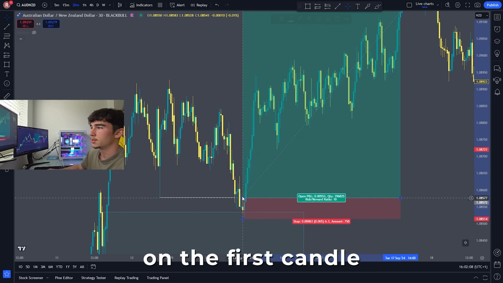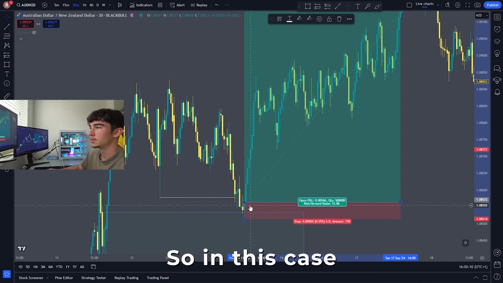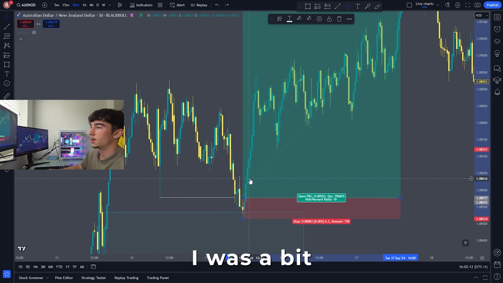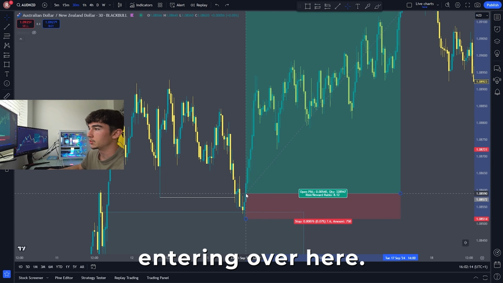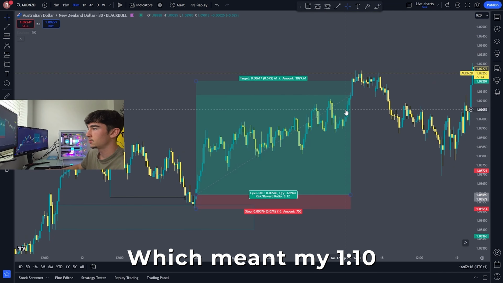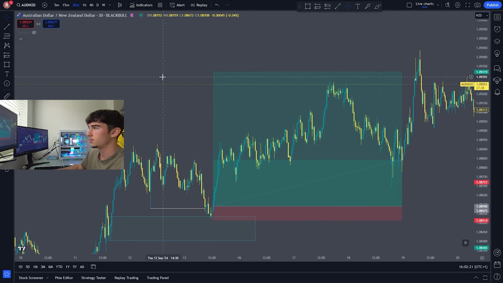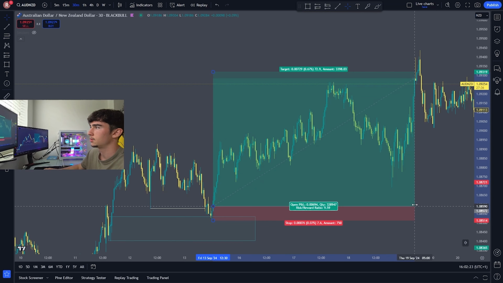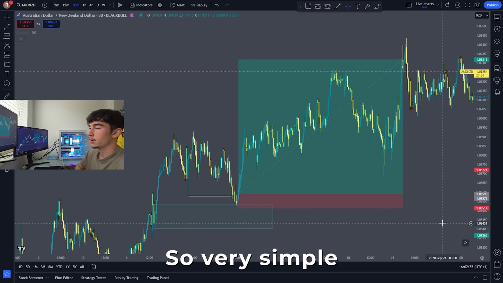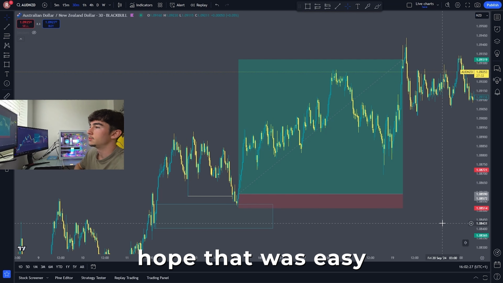The entry is on the first candle to close in your direction, so in this case a bullish candle. I was a bit late to the trade, so I ended up entering over here, which meant my 1 to 10 was after this initial high. Somewhere up here was my 1 to 10, and that's where it hit. So very simple, very easy position. Hopefully that was easy for you guys to follow.